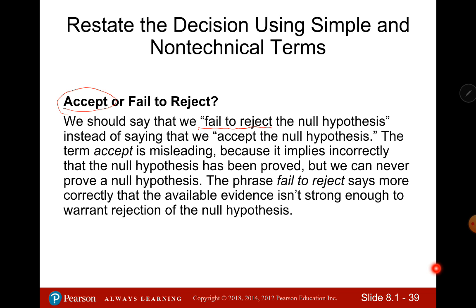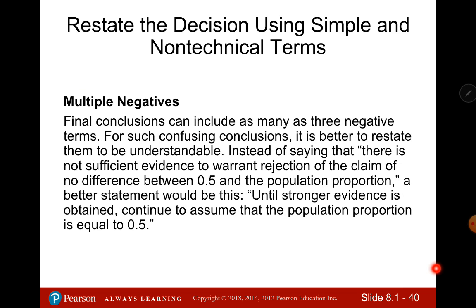We reject the null hypothesis, or we fail to reject the null hypothesis. We will not say we accept the alternative. Okay, we will not say we accept the alternative. Just avoid using multiple negatives in your final conclusion. You should make your conclusion readable.